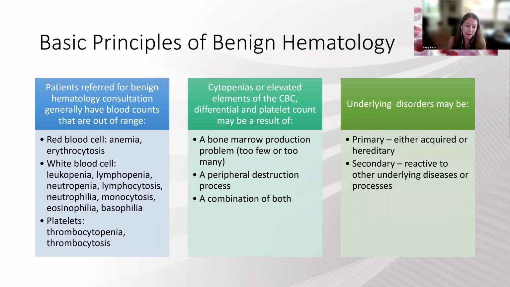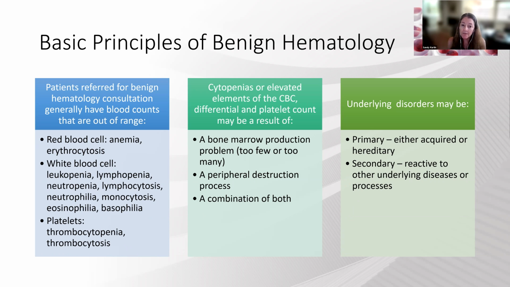And so when I look at the myeloid lineage, red blood cells, we see either anemia, low counts, or erythrocytosis, high red cell count. In terms of white blood cells, again, it can be either lineage. So we can see low or high lymphocytes, low or high granulocytes. And then platelets can either be high or low, thrombocytopenia or thrombocytosis.